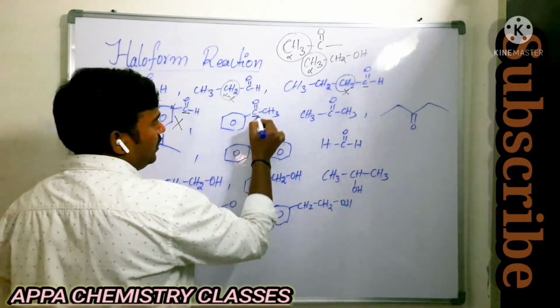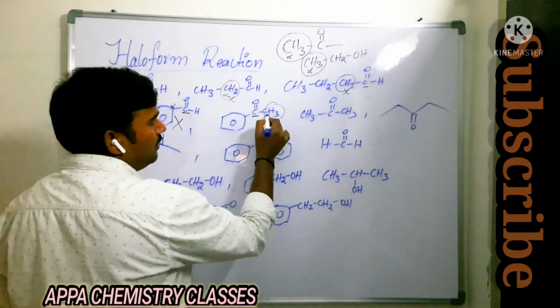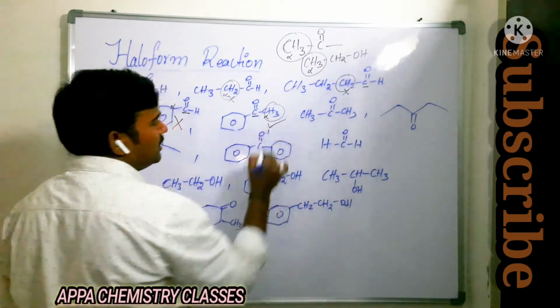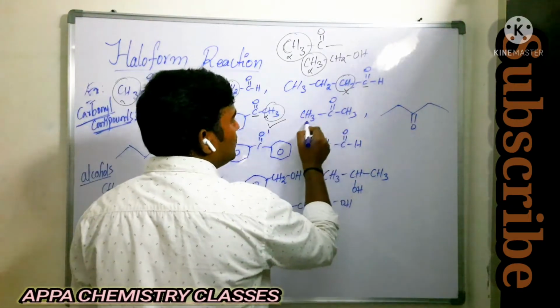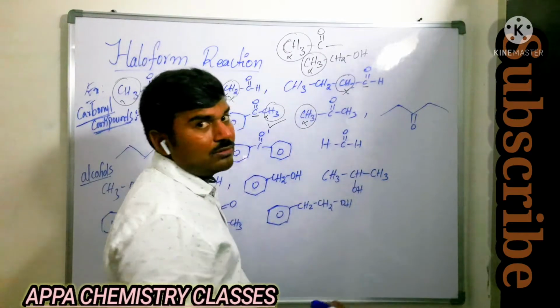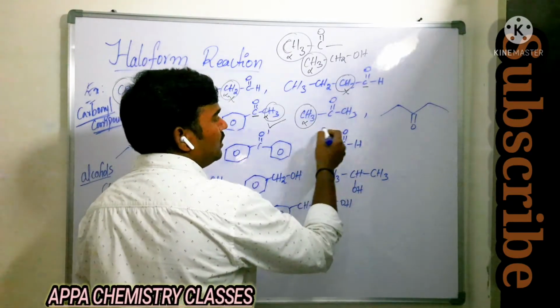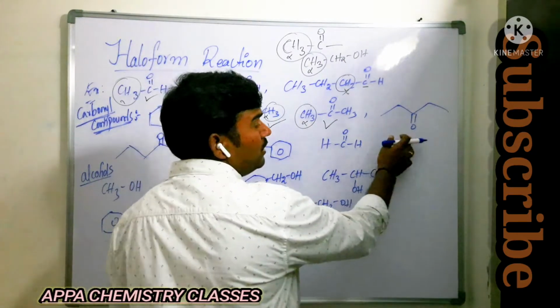Now this is the carbonyl carbon, and this is acetophenone, which contains an alpha CH3 group, so it participates in the haloform reaction. Here also, this acetone contains two alpha methyl groups, so it participates in the haloform reaction. And this one is 3-pentanone.